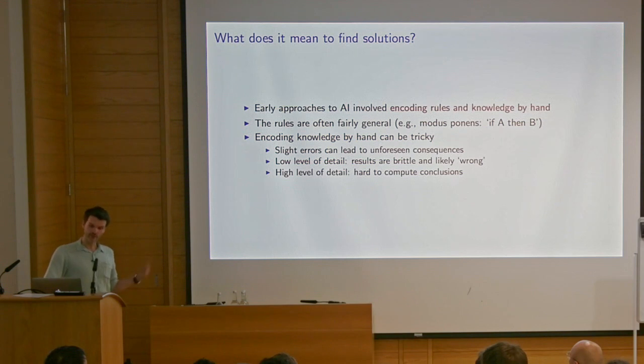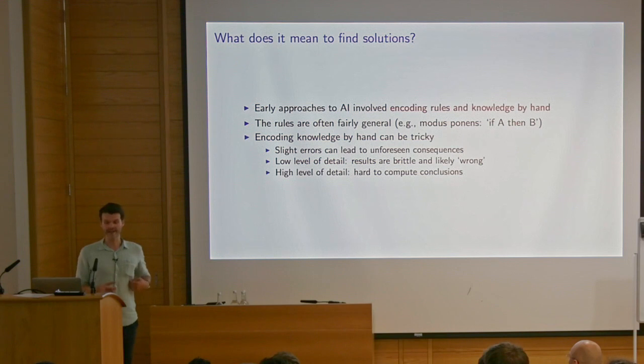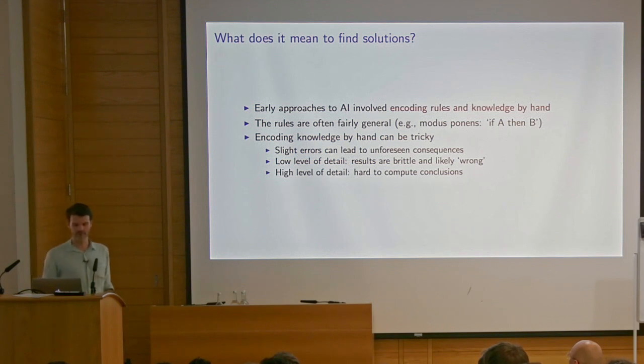This is related to the other two points up there, which is that you basically can err in two different ways when you set up a system like this. One is that you go for too low a level of detail, and then often the results are quite brittle and likely wrong, in the sense that they are too general to be useful. It might be easy to reason through these systems, though, and this is why the other caveat isn't important. If you have a very high level of detail, even if all your encoded knowledge is correct, it might be very hard to compute the conclusions. It might just be very hard to go through all the required reasoning steps to come up with conclusions.